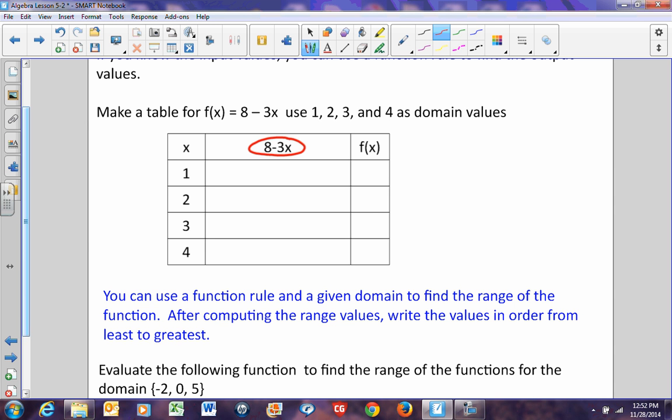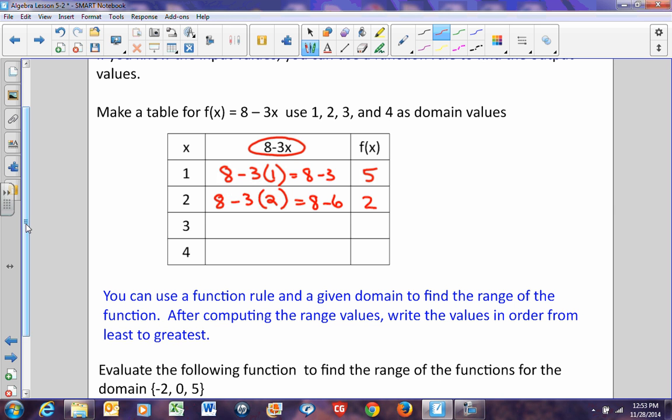So here we go. So I'm going to make my table of values. So f of x equals 8 minus 3x. So I'm going to have 8 minus 3 times 1. Well, 3 times 1 is 3. So it's 8 minus 3, which is 5. For x equaling 2, I'm going to have 8 minus 3 times 2. 3 times 2 is 6. 8 minus 6 is 2.